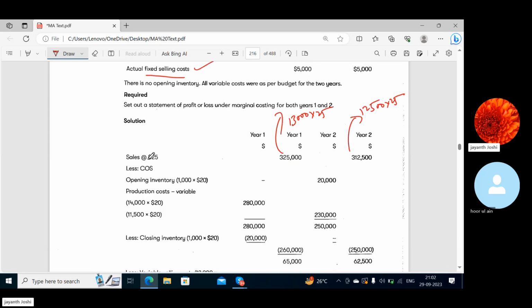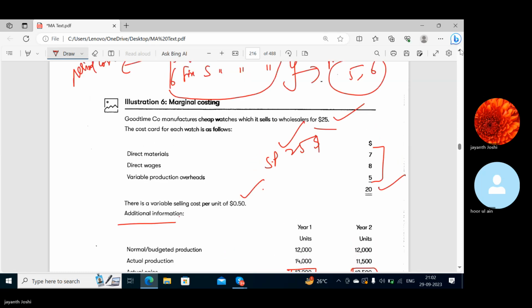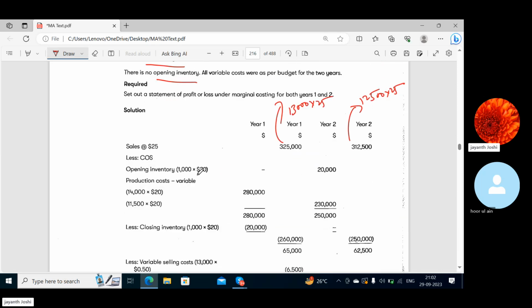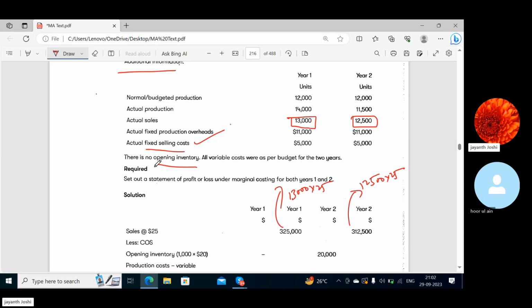Then comes the cost of sales. Cost of sales starts with opening inventory. What was the opening inventory you had? There is no opening inventory, all variable cost were as per budget. So there's no opening inventory here.